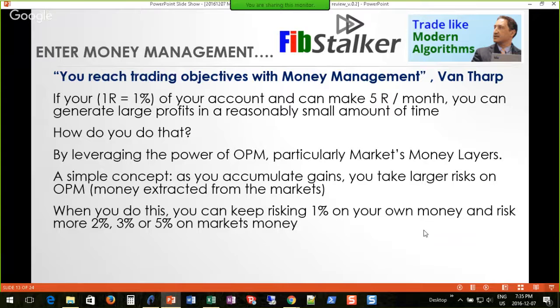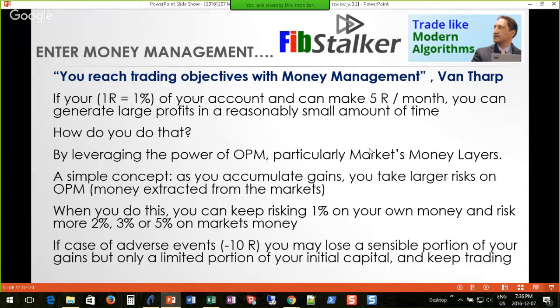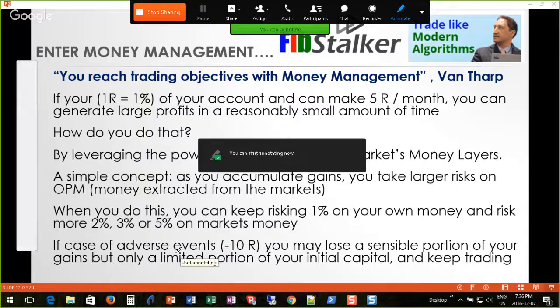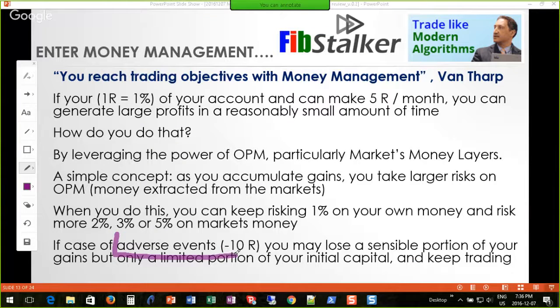So the beauty of this is that in case of very adverse events, like you risk 10 times your initial risk, right? You may lose a sensible portion of your gains, but only a limited portion of your initial capital, which keeps you in trading. Now, this is a very, very adverse event, but these events happen.